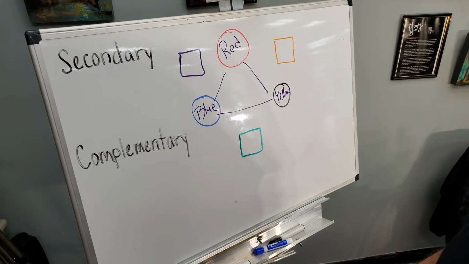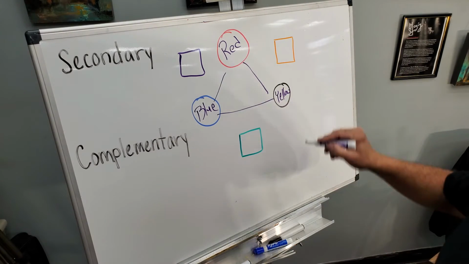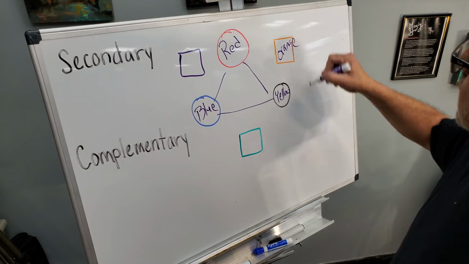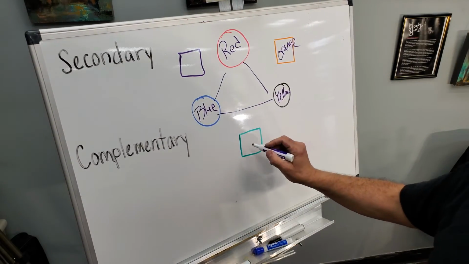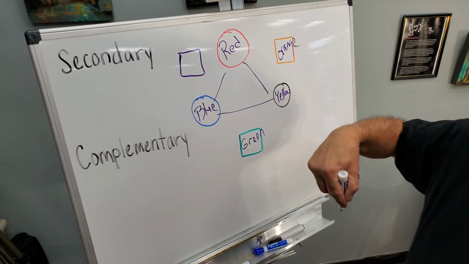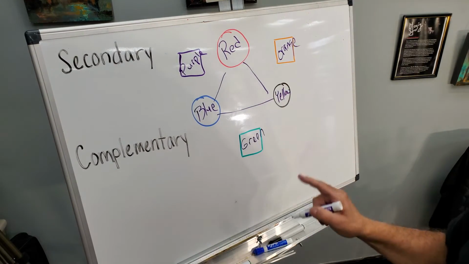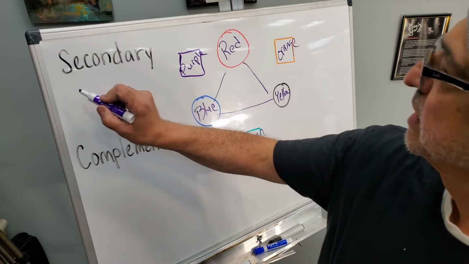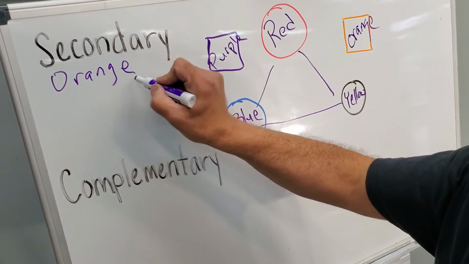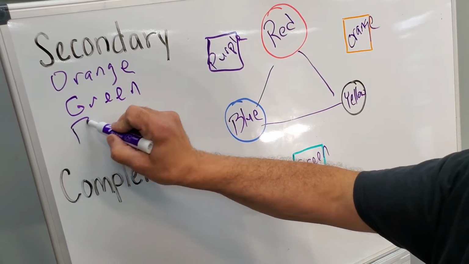Okay, so when you mix two primaries, you're going to get a secondary color. One of them would be orange, another would be green, and also another would be purple. These are your secondary colors. Again, one is orange, green is another one, and also purple.